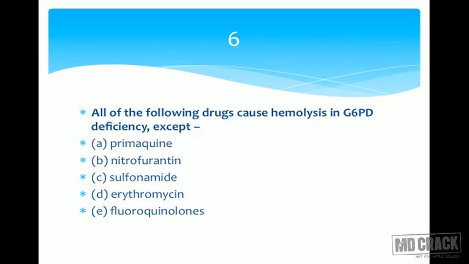Next one, nitrofurantoin and sulfonamide. Both these drugs, they also do have the susceptibility to produce hemolysis. The last option here, option E, is fluoroquinolones. What I would advise you is to remember them together. Nitrofurantoin is used for urinary tract infections. Sulfonamide is used for UTI. Fluoroquinolones are used for UTI.